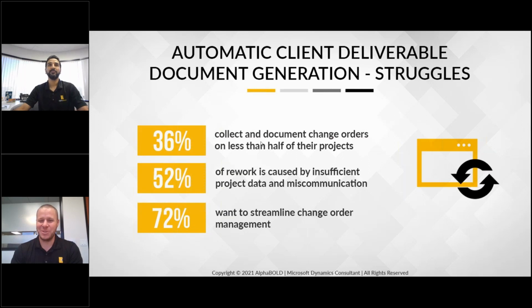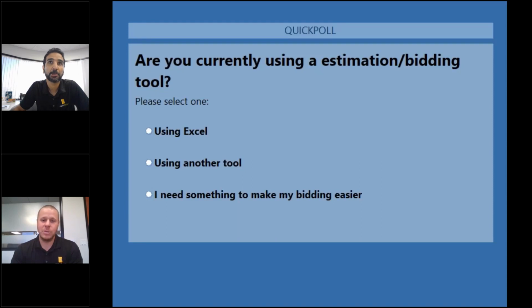So I just want to check in with everybody and get your feedback on how you handle your estimation and bidding. Are you using Excel? Like Tyab said, we run into a lot of people who are still stuck on Excel, and it's understandable why, because you put a lot of effort into developing it for your organization. Are you using another tool, or do you need something else because it's not working right now?